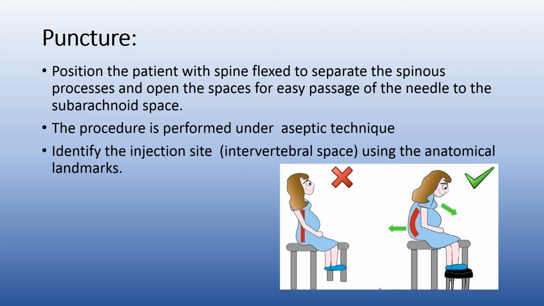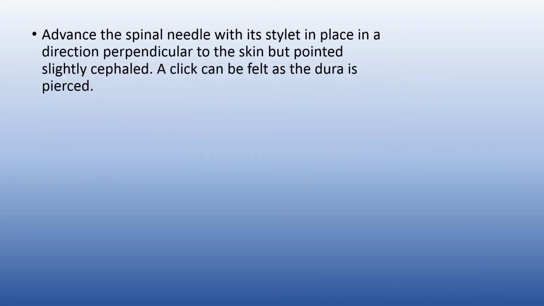Identify the injection site, the intervertebral space, using the anatomical landmarks, and give the local anesthetic injection in the site we choose to use the spinal needle in. Advance the spinal needle with its stylet in place in a direction perpendicular to the skin but pointed slightly cephalad. A click can be felt as the dura is pierced.